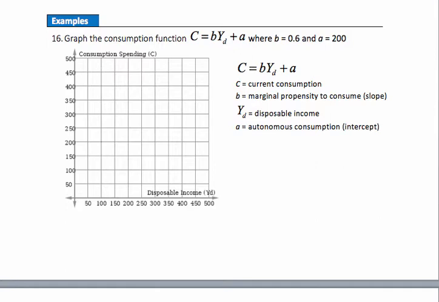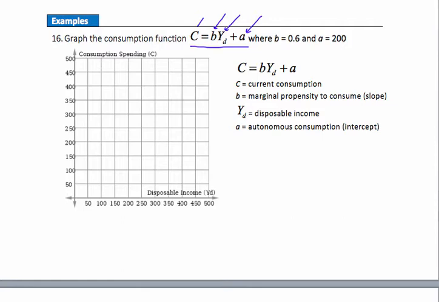Okay, let's take a look at an example of the consumption function. We're going to go ahead and graph this. So we're going to graph the consumption function, which is right here: consumption equals the marginal propensity to consume, which is B, times Y sub D, our disposable income, plus A, our autonomous consumption. Now we may not know what these things are yet, but let's just go ahead and graph to get familiar with what this equation looks like when we graph it.